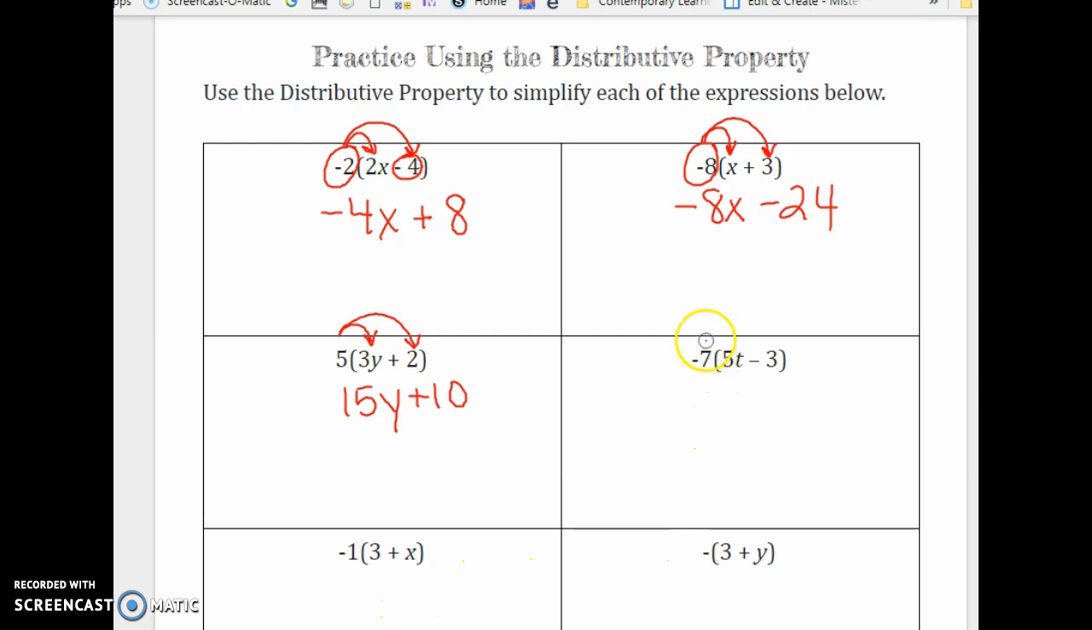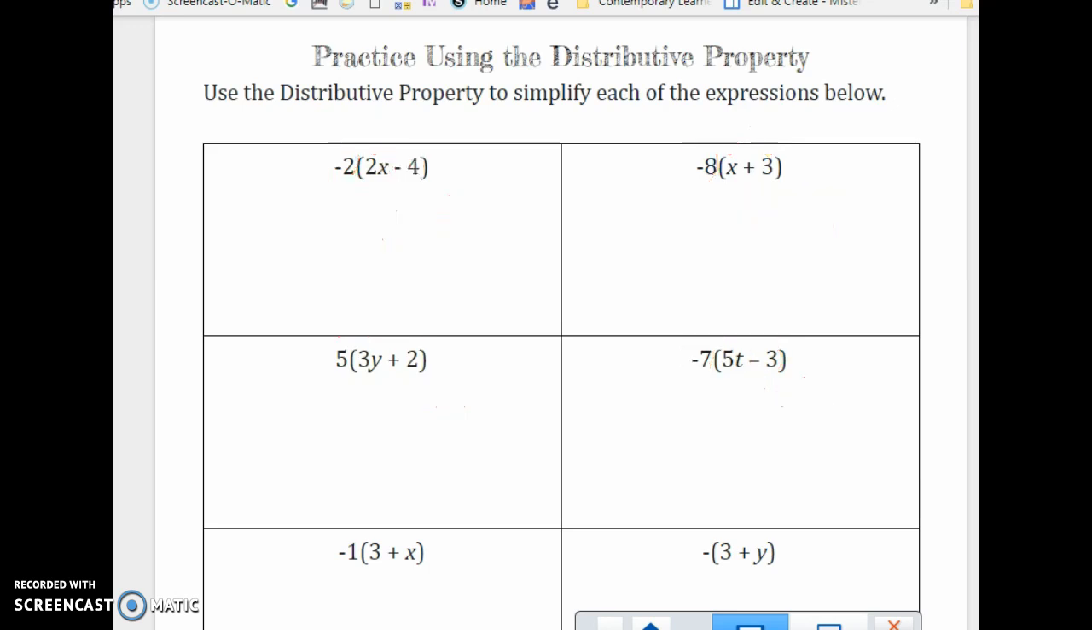I have a -7 on the outside. I'm going to distribute it through everything in the parentheses. Negative 7 times positive 5. Negative times a positive is negative. Negative 35, and I just keep the t. Now I have negative 7, but I'm multiplying it by negative 3. A negative times a negative is a positive. Moving down, let's see if I can master this skill.